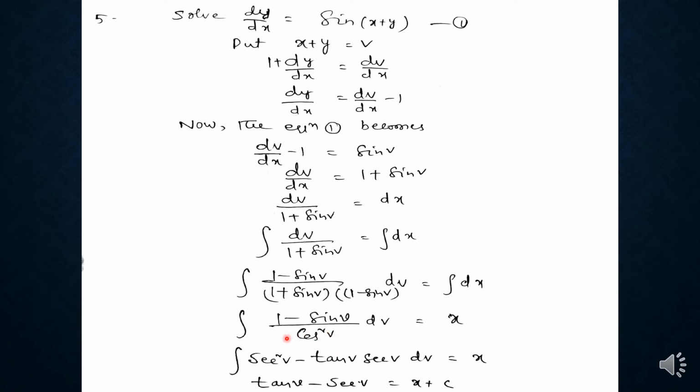Integral secant square v is tan v, minus integral tan v into secant v is secant v. So that is tan v minus secant v is equal to x plus c. So we should substitute what is v here. So what is v here? V is equal to x plus y, that becomes tan of x plus y minus secant of x plus y is equal to x plus c. That is the general solution to the given differential equation.